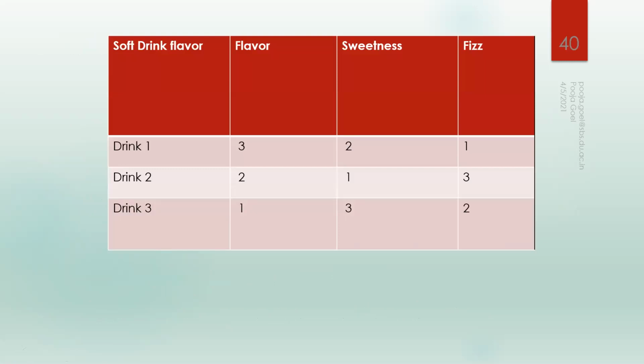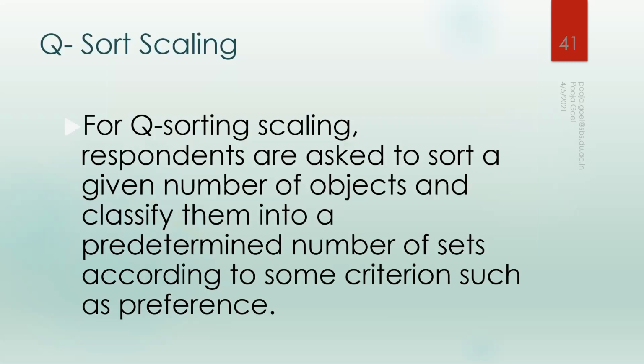So you have to tell the respondent. Maybe for drink one, the respondent feels that he likes the flavor least, but the fizz he likes most for drink one. Similarly, for drink two, the respondent may like the sweetness most, right? But he didn't prefer the flavor and fizz of the second drink. So you can do it that way.